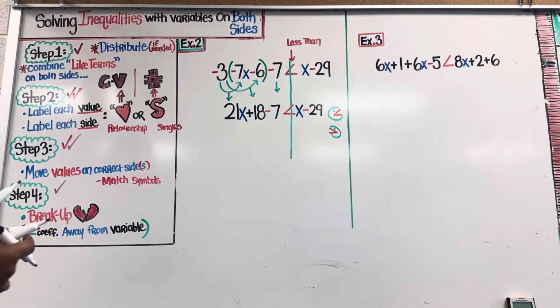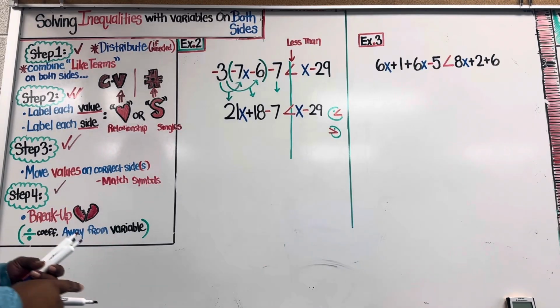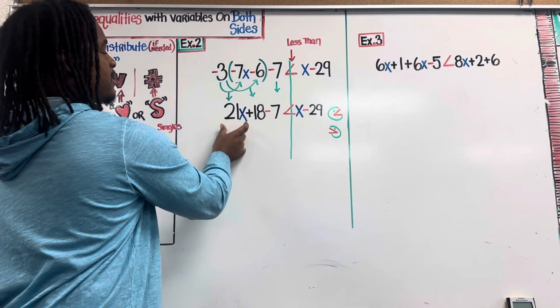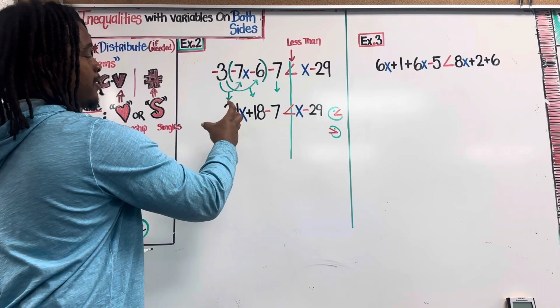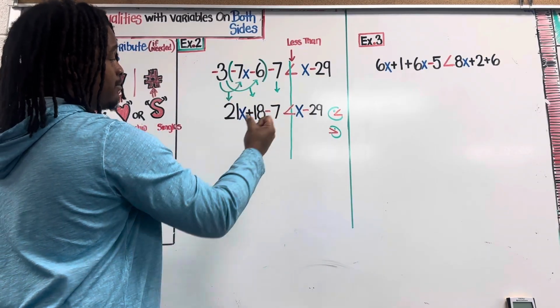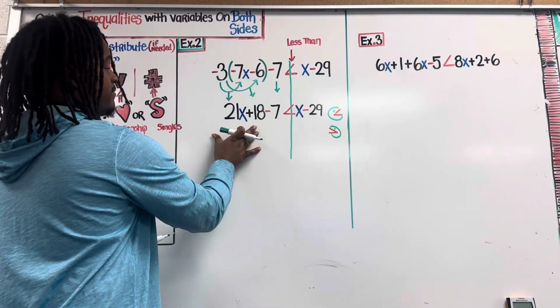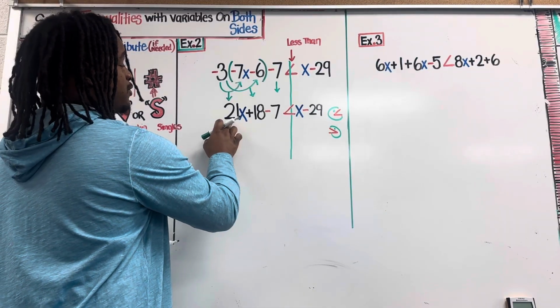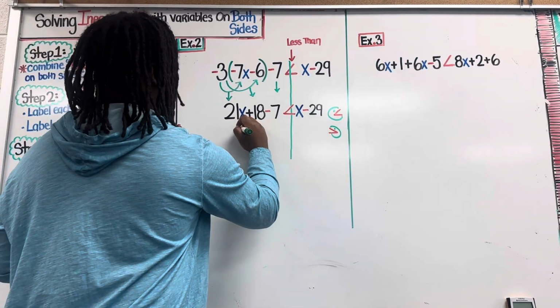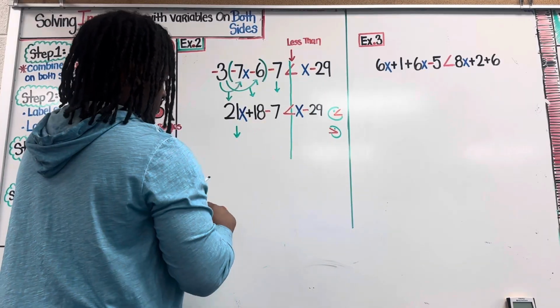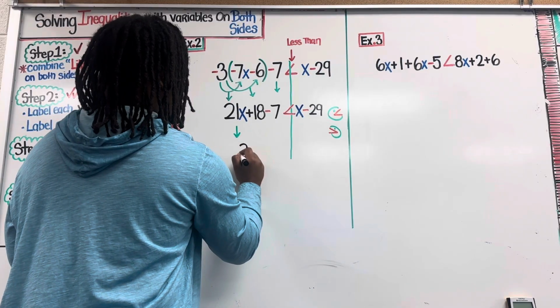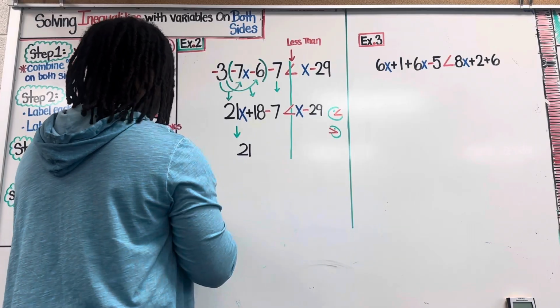Now I can combine like terms. I'm going to combine all of the single numbers together, and I'm going to combine all of the coefficients that are in relationships with x. On the left side, I don't have anything to combine with 21x, so 21x is going to come down as itself.